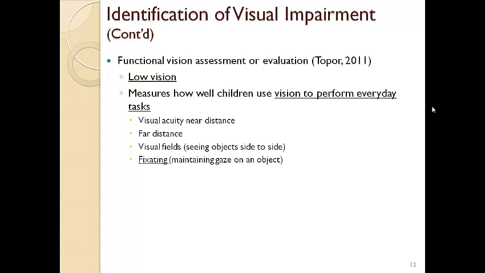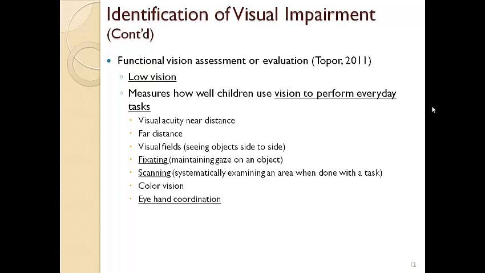Are they able to maintain gaze on an object, or is their eye moving around, or are they not able to control eye muscles or eye muscle movement? And then are they able to scan things, meaning are they systematically examining an area when doing the task? How is their color vision? Can they differentiate between different colors?